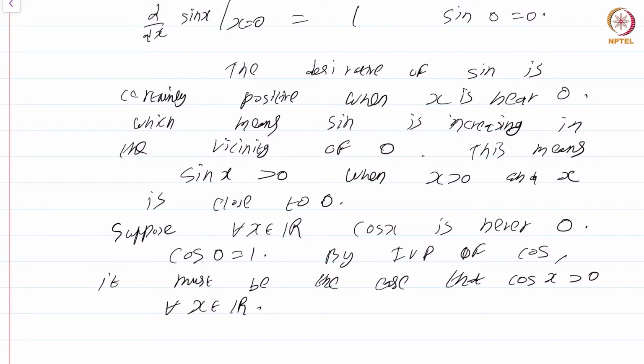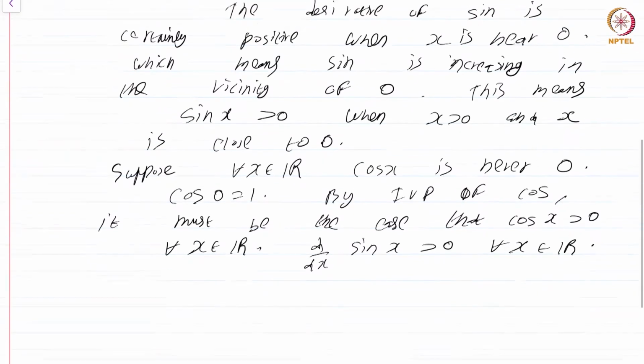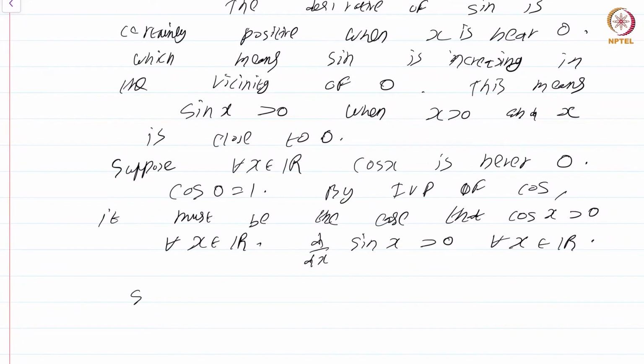So what does this tell us? This tells us that d by dx of sine x is greater than 0 for all x in R, which just means sine x is a strictly increasing function on the whole of R, not just in the vicinity of 0.